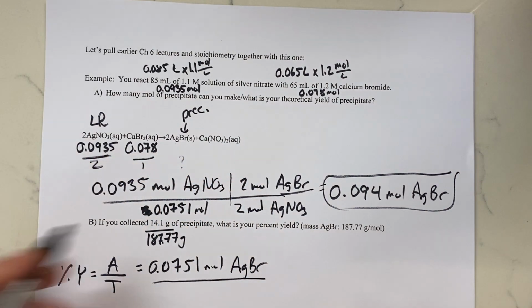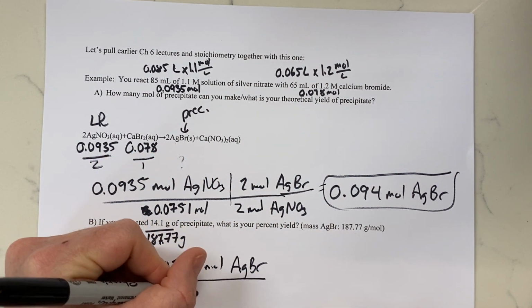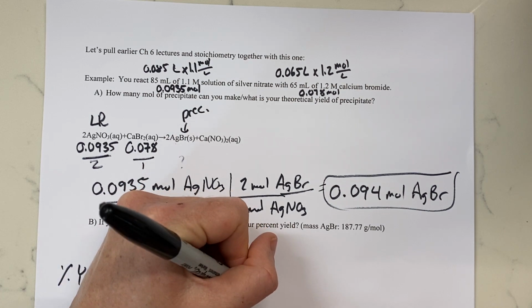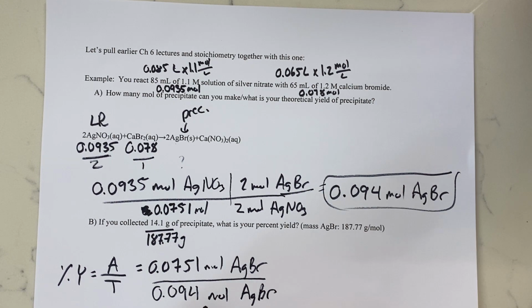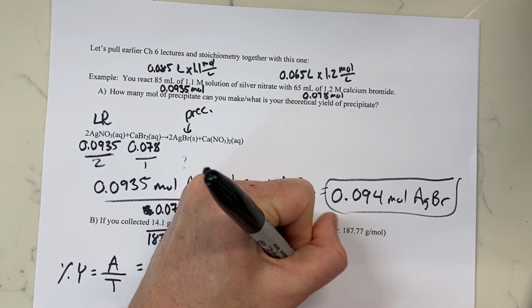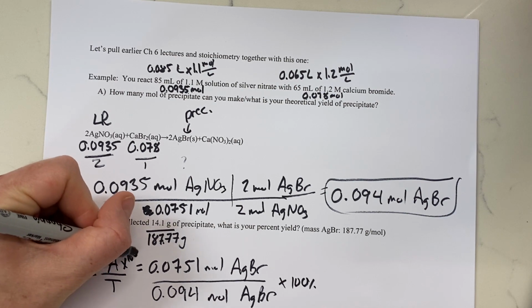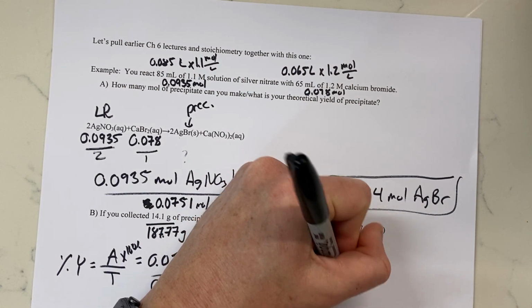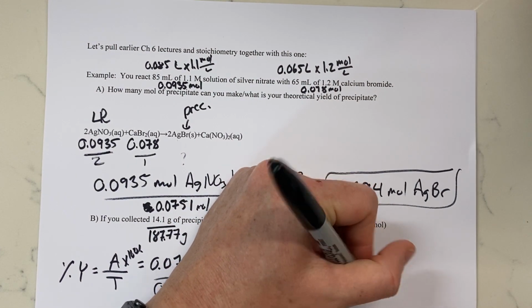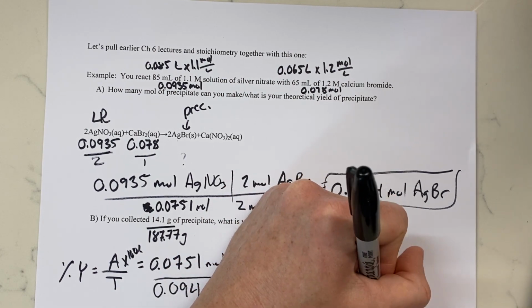Our theoretical is 0.094 mole of silver bromide. Now we just take one divided by the other times 100%. Sorry, I forgot the times 100% down here. And we get 0.0751 divided by 0.094 times 100. And I get an answer of 79.9%, which with 2 sig figs would be 80%.